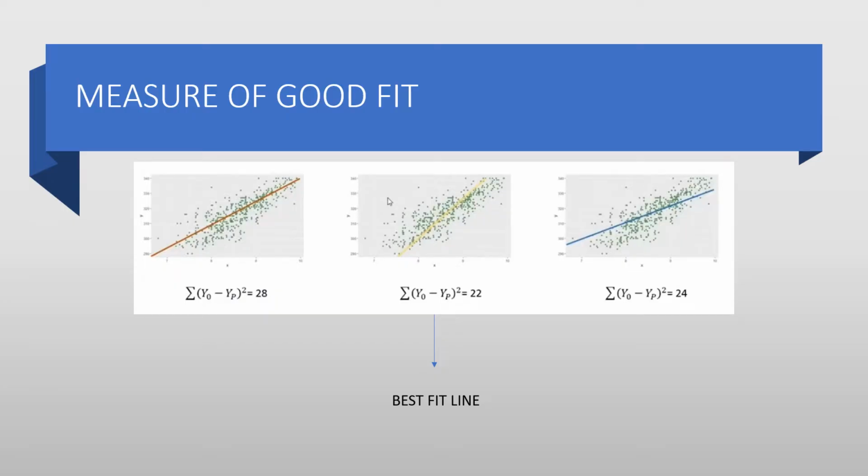So, as we already discussed in the previous video, we choose the best fit line depending on the difference y naught minus yp, where y naught is the actual output that a data point has, and the summation of the square of the difference between y naught and yp over all the data points is used to decide the best fit line.